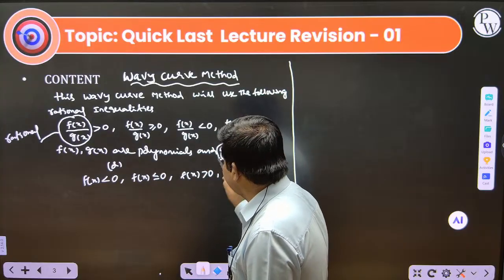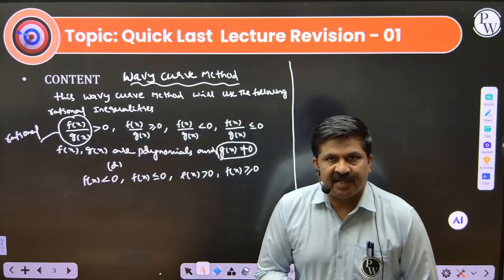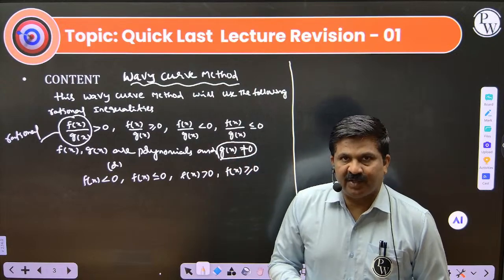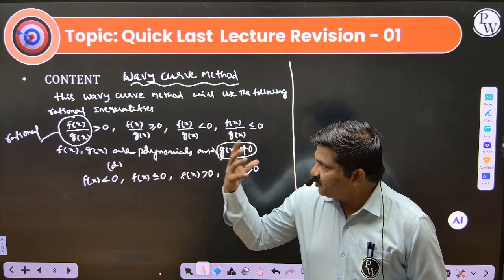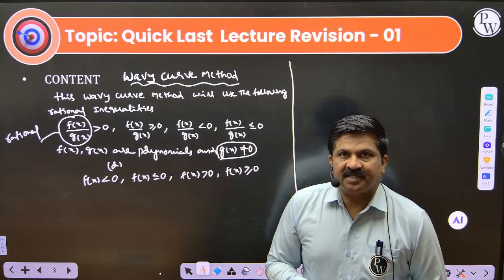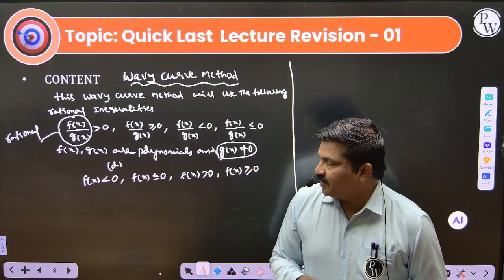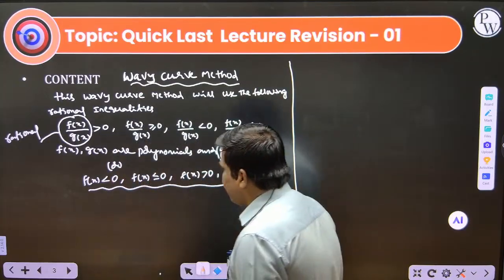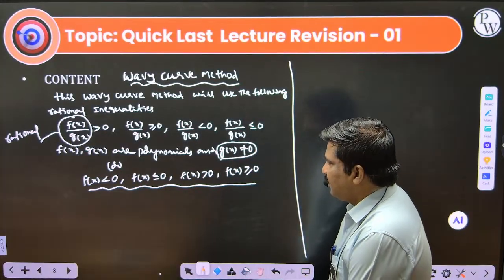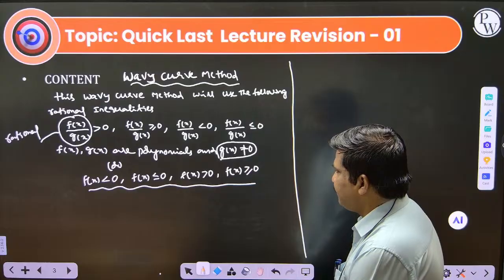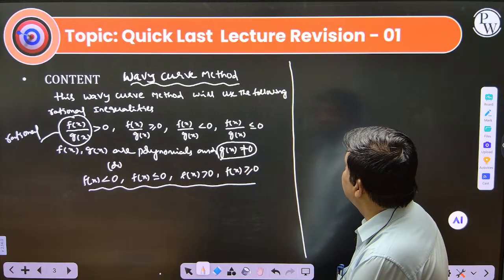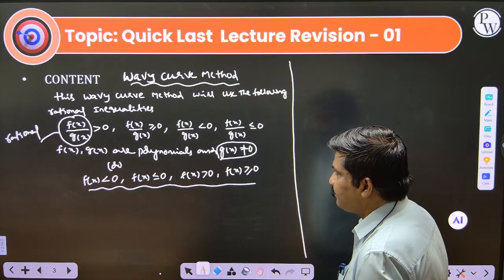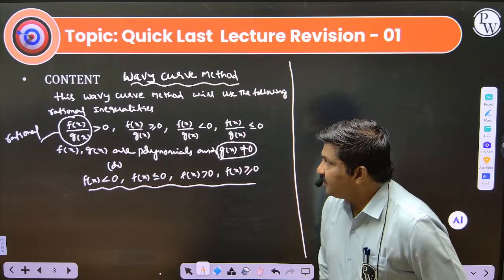So you know the form of a rational number, p by q form. Similarly, here it is also in the same form, p by q, but the only difference is that p and q must be polynomials in x, and the denominator should be not equal to 0. Or it is also possible in this form: f of x less than 0, less than or equal to 0, greater than 0, greater than or equal to 0. This is the wavy curve method.